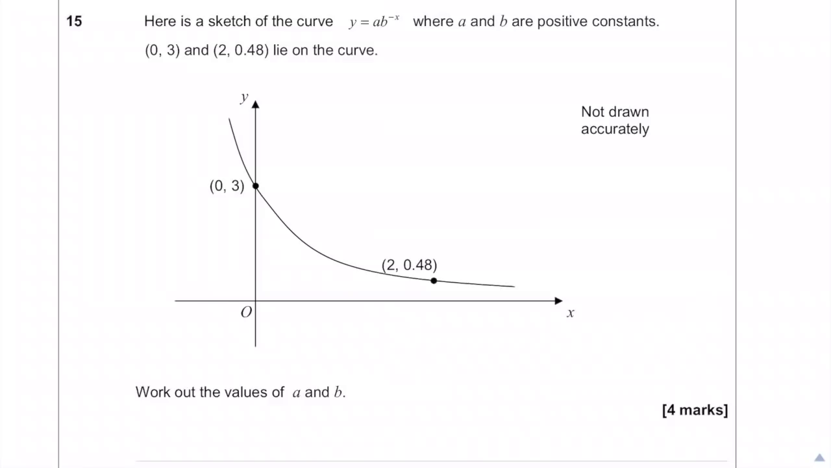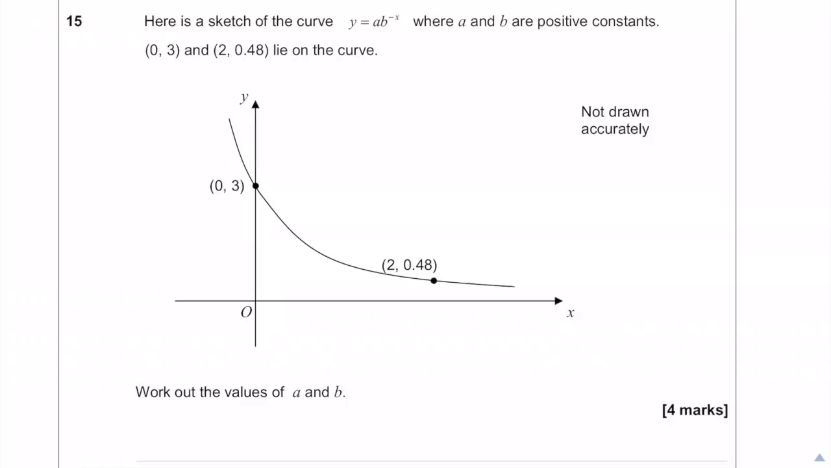Question 15. Here is a sketch of the curve y equals ab to the power minus x, where a and b are positive constants. We've got coordinates (0, 3) and (2, 0.48) lying on the curve. Work out the values of a and b. Okay, so what we can do is substitute these two coordinates into the formula y equals ab to the power minus x, and then we should be able to solve simultaneously for a and b.